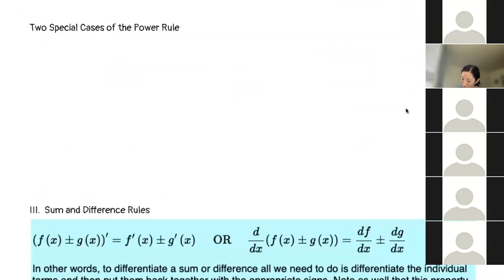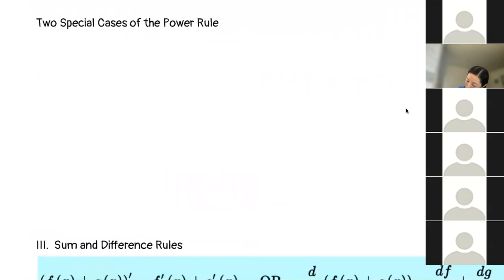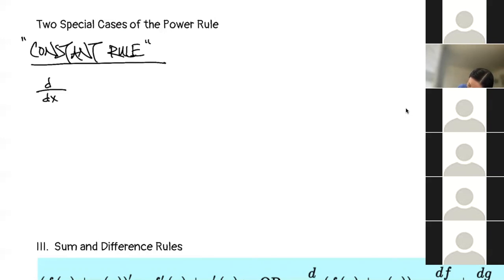All right, so I do want to talk about 2 special cases of the power rule, okay? And so in particular, one of them we've already kind of taken a look at. Some textbooks give this a different name. They call it the constant rule. Okay, so that might be the name of a rule that you see it called somewhere else. And the rule goes something like this. If I take the derivative of a constant, so C is a constant, then we will get 0. And that's how the rule is typically presented, okay?